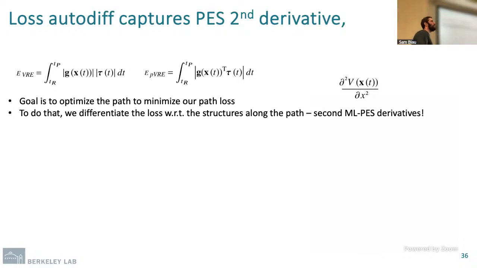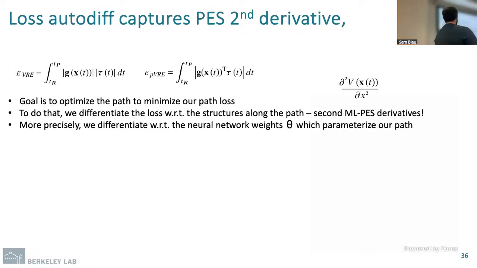So you have to have a differentiable surface to do this. You could not use this method atop DFT. I mean, you could, but you'd be waiting years for it to converge, basically. And so yeah, we're differentiating with respect to the neural network weights, which parameterize the path, pursuant to that loss function, to drive it down.